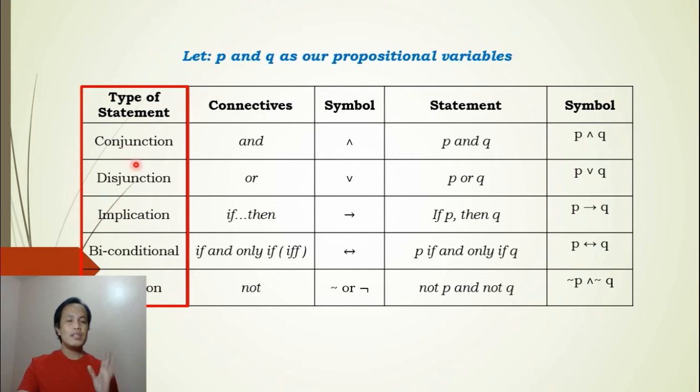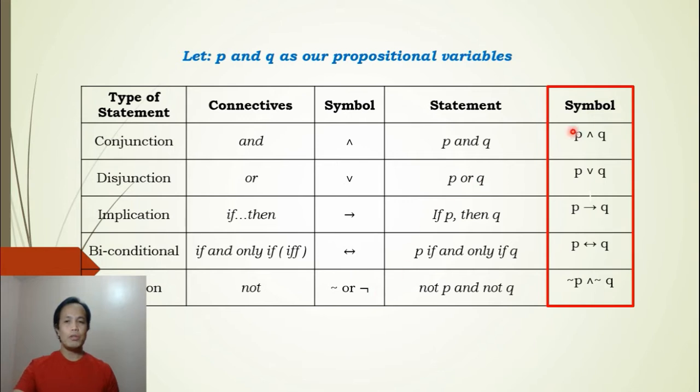So from these statements, we have here what we call the symbol referring to these types of propositions. For and, we use this symbol. For disjunction, we use this symbol. For implication, we use this arrow. For biconditional and for negation, we have either this symbol or this symbol, but for this video, we are using this symbol. Now, this symbol is used to translate the worded statements or propositions to symbolic logic.